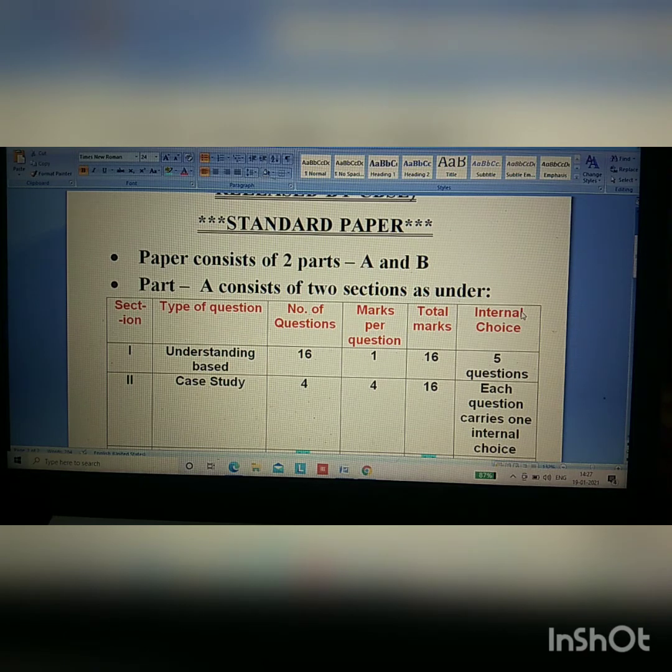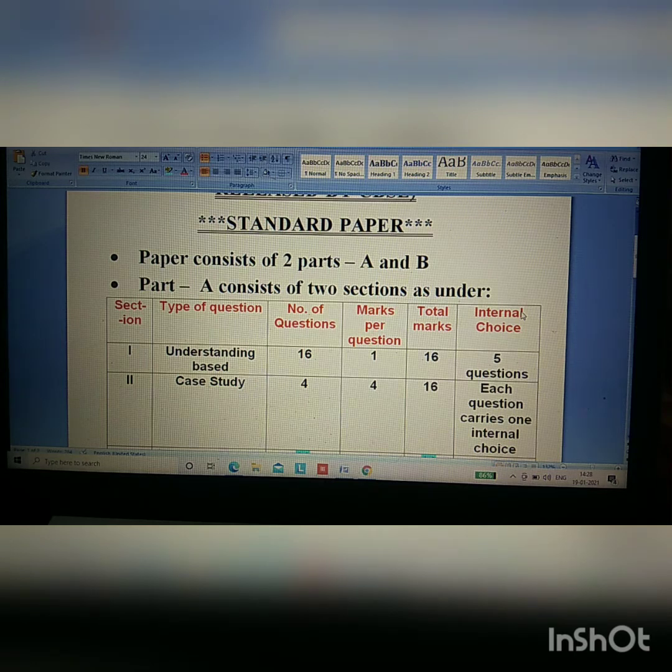So it carries 16 marks. Each question carries an internal choice. These are the case study based questions carrying 16 marks in total, 4 questions. Each question carries 5 choices, and out of 5 MCQs you have to attempt only 4. Clear? So this was the total explanation of part A.